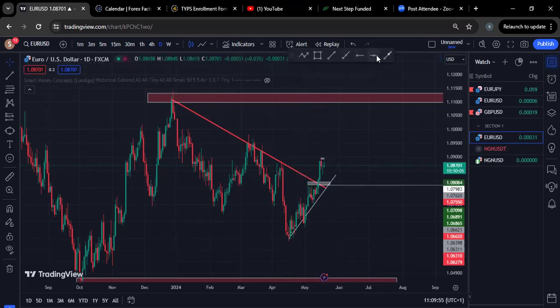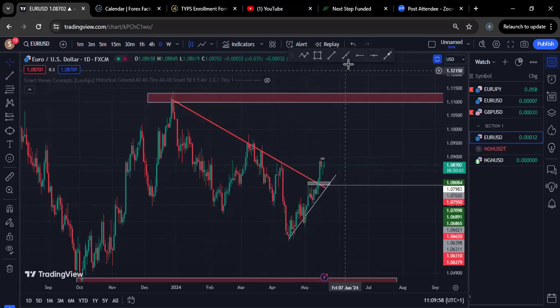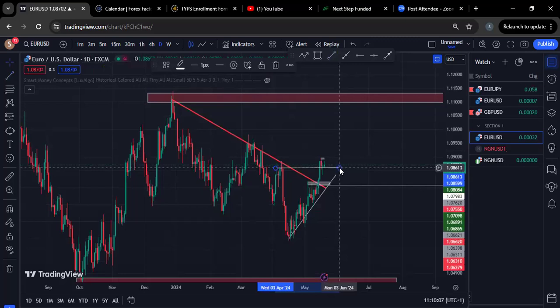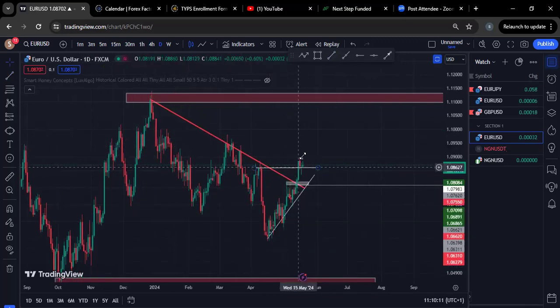But then we have a break of structure here. So it came and it did not respect this recent lower high. So there's a break of structure here. And this break of structure is informing us of two things. It is either telling us that this market is about to change its trend. Now, mind you, this is on a higher time frame. This is on the daily time frame.